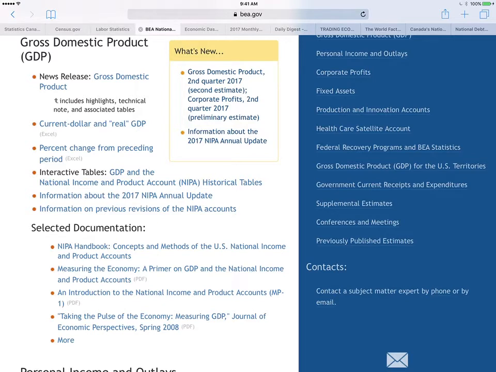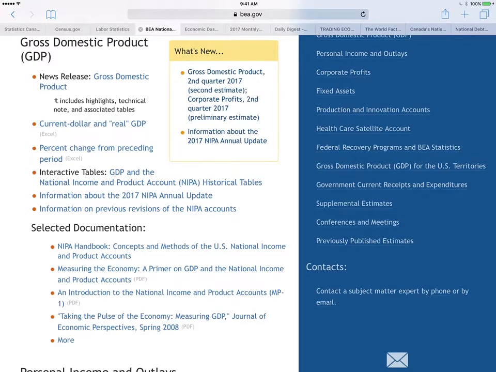So nominal is the total value in today's dollars. Real, we've adjusted for inflation, and we'll talk about how to adjust for inflation this semester. But if you click on that, you can get many years worth of gross domestic product for the US. All right, so we've talked about some key sources for Canada information, for US information.